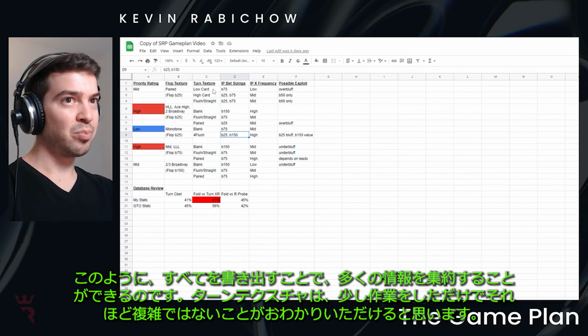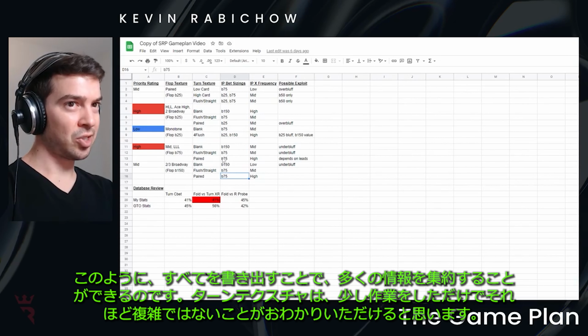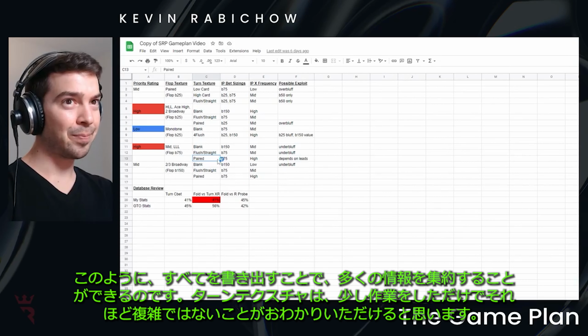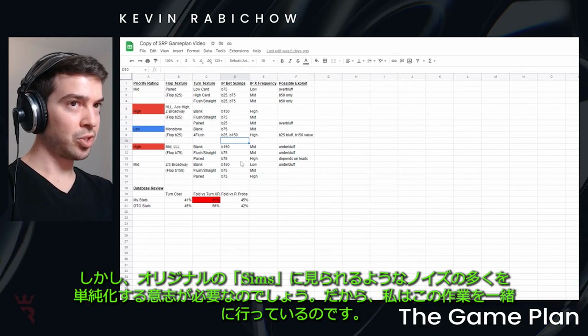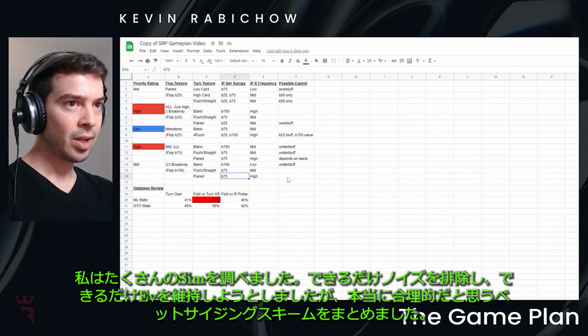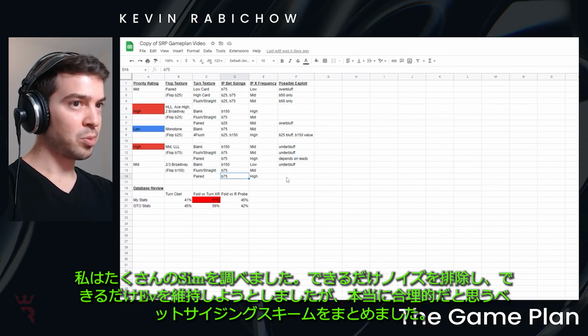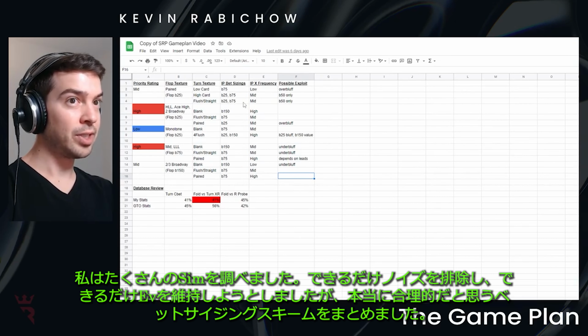So by writing all of this out, I can consolidate a lot of information. You can see that turn textures, after going through a bit of work, are really not that complicated, but it does require the willingness, I suppose, to simplify away a lot of the noise that we see in the original sims. So that's why I go through this process with you. I went through a whole bunch of sims, tried to weed out as much noise as possible, tried to maintain as much EV as possible, but put together a bet sizing scheme that I think is really reasonable.